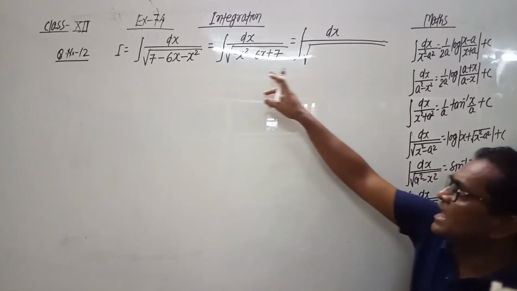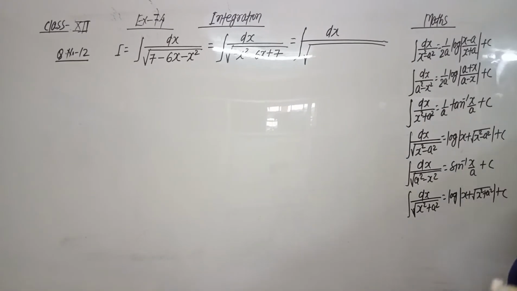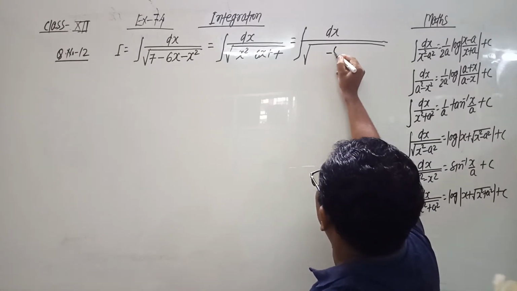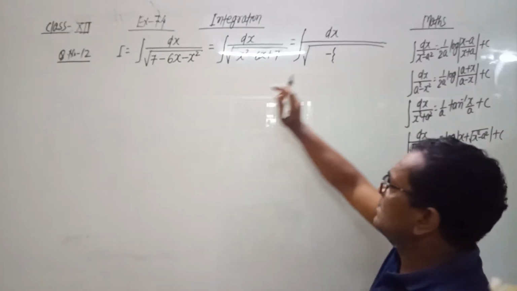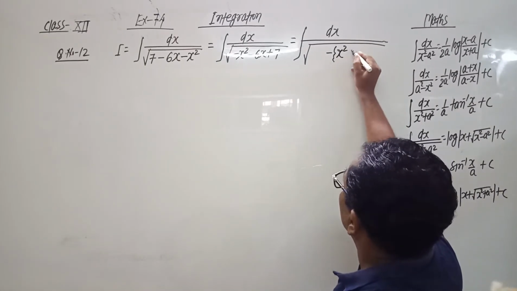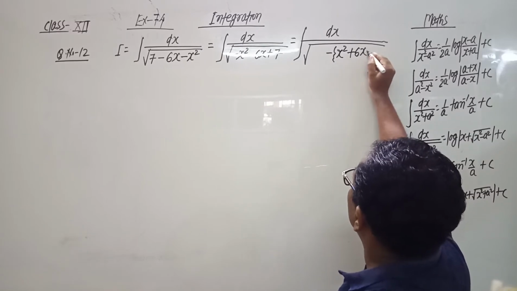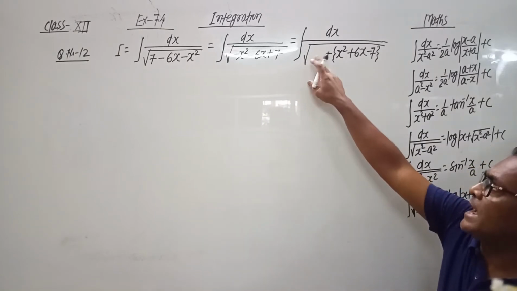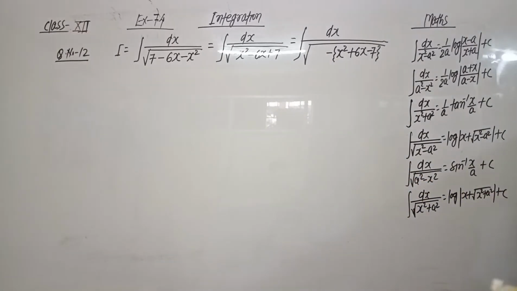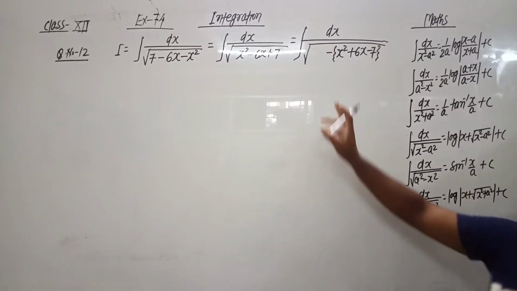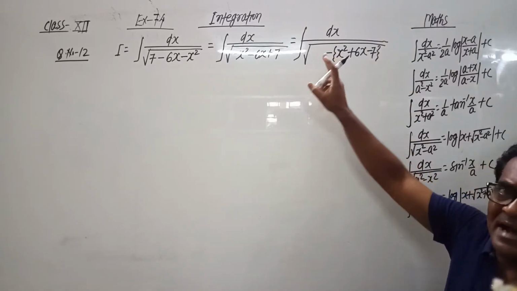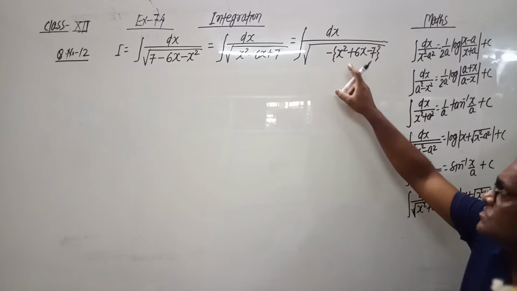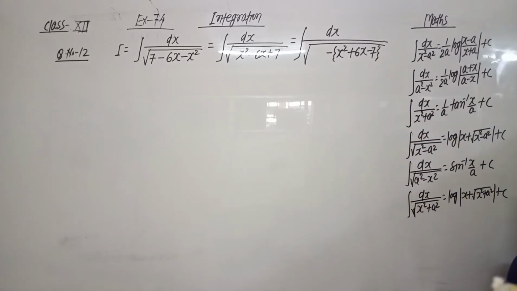We take minus as common inside the square root and we leave a space, and then we take minus as common from the entire terms. So it will become x square plus 6x minus 7. There must be a gap. When the term containing x square is negative, we leave the space, then we take minus as common throughout the whole term. So it becomes x square plus 6x minus 7.